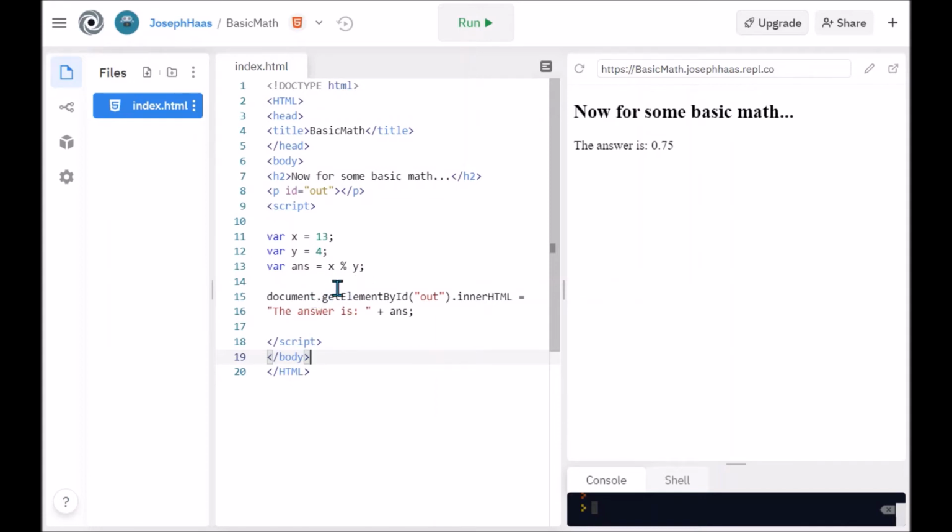So this is basically saying if I divide y into x, what will be left over? In other words, 4 goes into 13 3 times, that's 12, with 1 left over. And if I run this, yes, the remainder is 1. So this works exactly the same way as it did in Snap. It just tells you the whole number remainder of division.